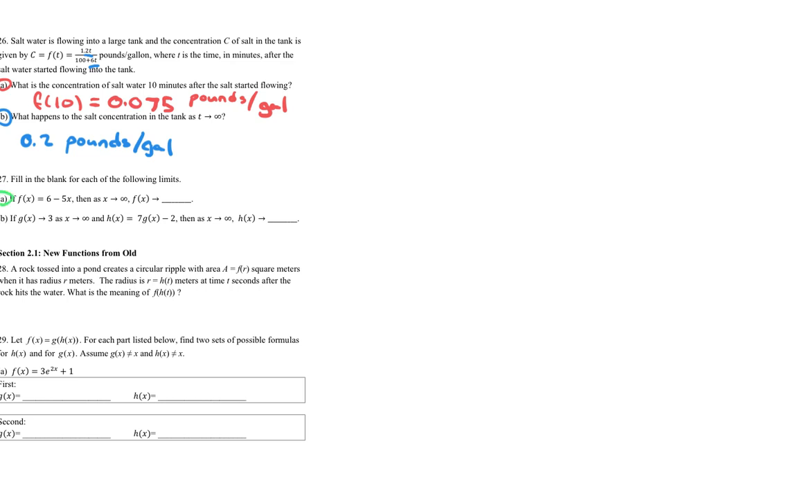Okay, so for 27a, we're going to fill in the blank with the following limits. We have, if f of x equals 6 minus 5x, then as x approaches infinity, f of x equals what? So real quick, 6 minus 5x might look something like that. So we can see as x approaches infinity, this is just going to go off to negative infinity.